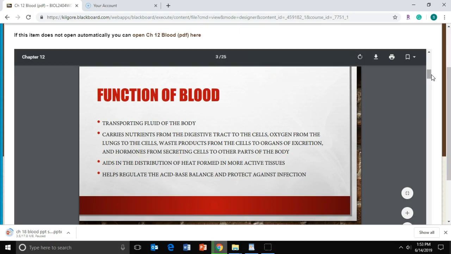Very important. Blood also aids in the distribution of heat formed in your active tissues, and it helps to regulate acid-base balance and protect against infection. So we're going to go over the parts of the blood and also functions of those parts.